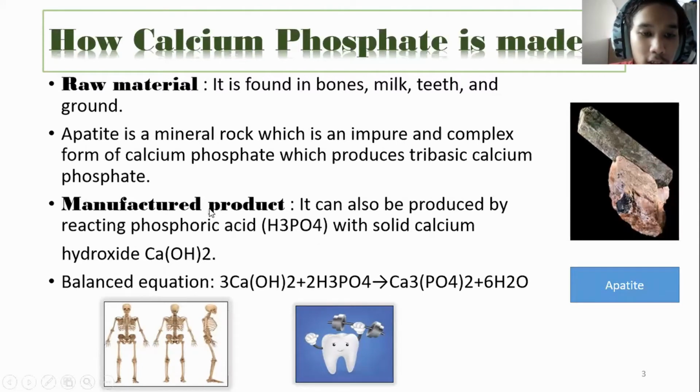So for manufactured product, it also can be produced by reacting phosphoric acid with solid calcium hydroxide. So dibasic calcium phosphate can be produced by using an aqueous solution of calcium hydroxide. Monobasic calcium phosphate is obtained by adding excess phosphoric acid to either a dibasic solution or a tribasic calcium phosphate solution and letting the solution evaporate. So this is the balanced equation of this reaction.